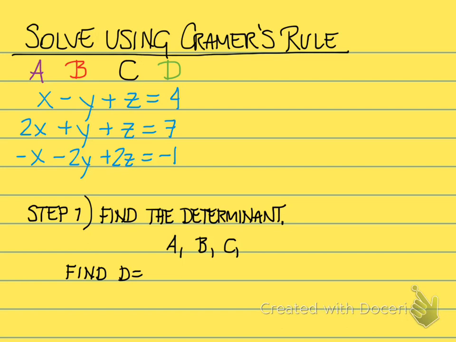So our A1 value would be x, so our numerical value would just be 1. Our B1 value is negative y, so that would just be a negative 1. And our C1 value is just a z, or 1. So then we'll make it a 3 by 3 matrix. We'll follow with A2, B2, C2, and then A3, B3, and C3.